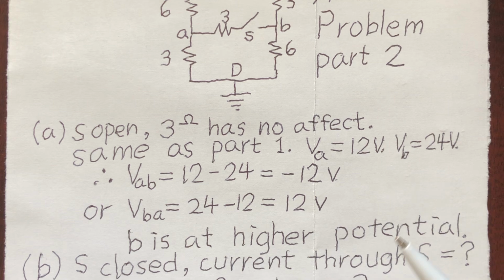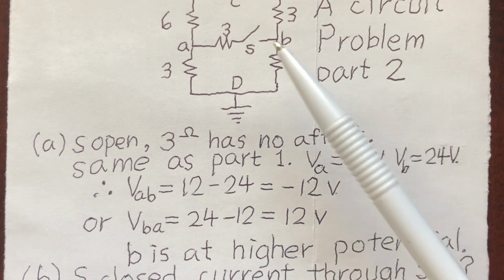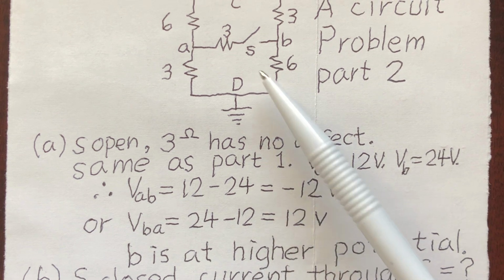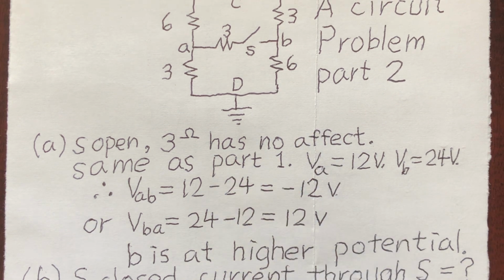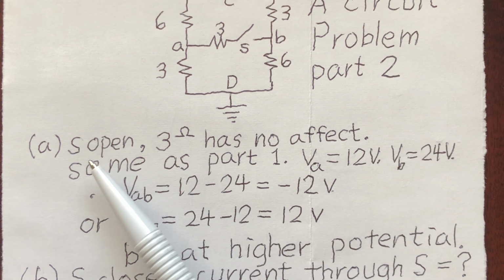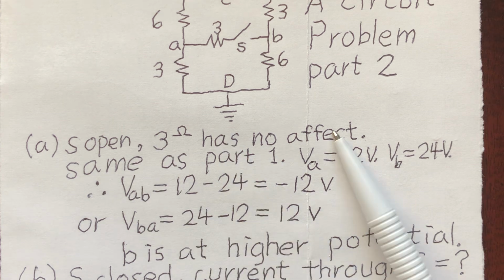So in part 1, we already answered the question, VAB, which is 12 volts. And VB is higher than VA. So VBA is 12 volts. Or you say the opposite way, VAB is negative 12 volts. So this is how you answer the question.